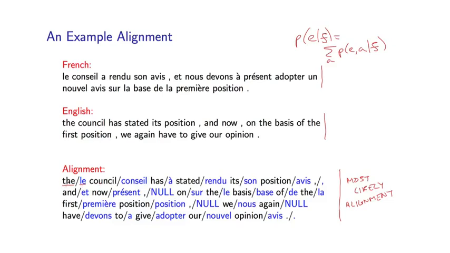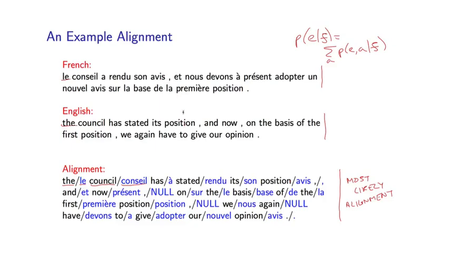So let's look at this. It's saying that the is aligned to le, which if you know French and English is pretty much correct. Council is aligned to this word, and so on and so on. So these alignments actually are quite good, and they become very important in the phrase-based translation systems we'll see in the next couple of lectures of the class, because they essentially give us an anchor on how words in the English are aligned to words in the French.